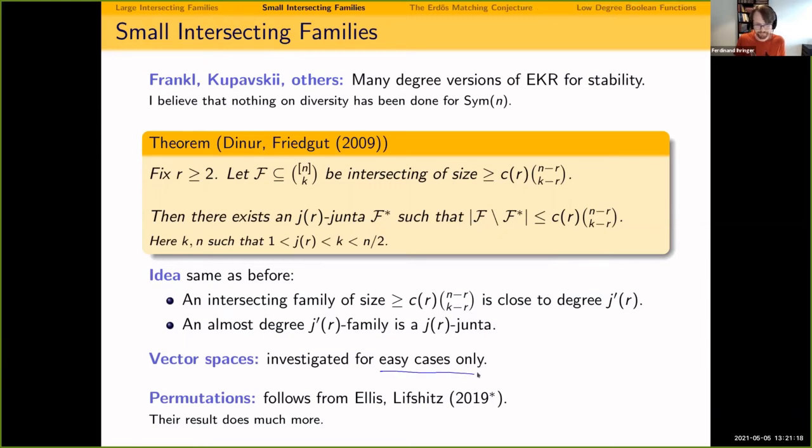I have to say. And there is, I never read the paper, but there is a preprint by Ellis and Lifshitz, which does something much more general for permutations, so for Sym-N. And there they claim something that is stronger than this result, because it is more general. But you can do the same thing for permutations essentially.